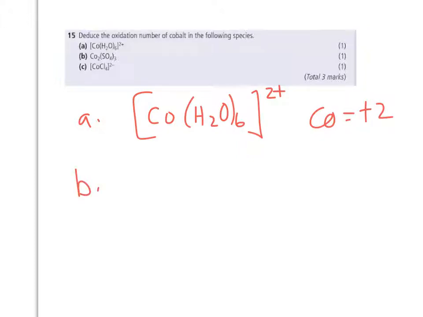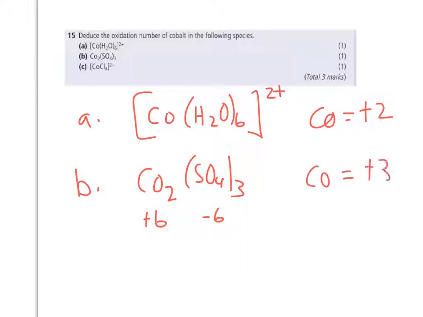In letter B, I've got Co2(SO4)3, and I should realize that sulfate has a -2 charge. So this is a -6 charge from the sulfate. So my 2 cobalt need to have a +6 charge. So my cobalt are each +3 in letter B.